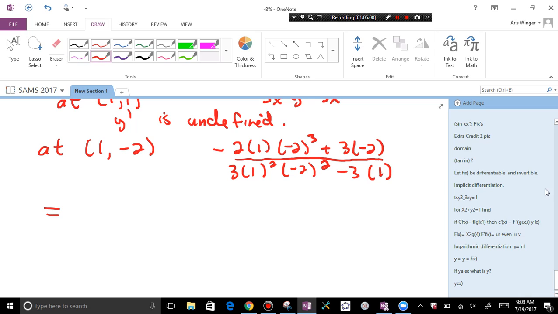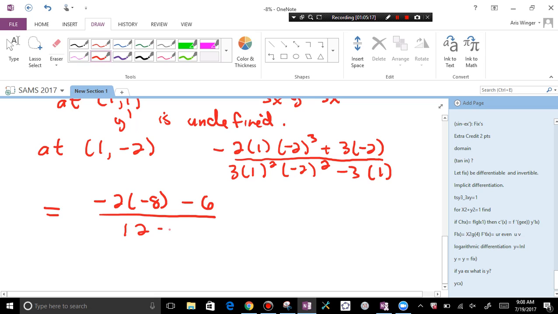That's right. So this is equal to minus 2 times minus 8 minus 6 all over. Looks like this thing's going to be positive, right? Which is what the graph indicates. Is that 12? 12 minus 3, yeah. 10 over 9. y minus negative 2 equals 10 over 9 times x minus 1. Right? That should be the equation of the tangent line.